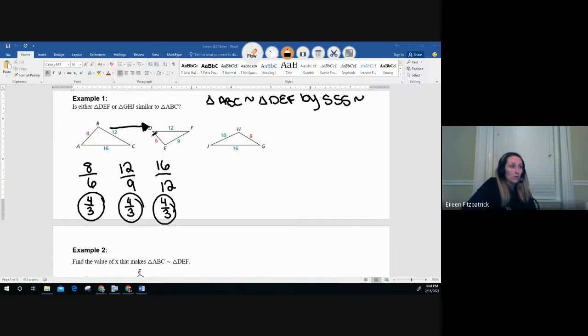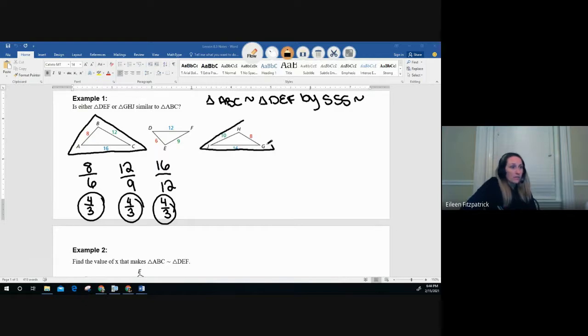Now, the scale factor, if I'm going from this triangle to this one, the scale factor would be 3/4. If I'm going from this triangle to this one, the scale factor would be 4/3. Okay, I don't know what scale factor they want. I don't know which was the original, which was the new.